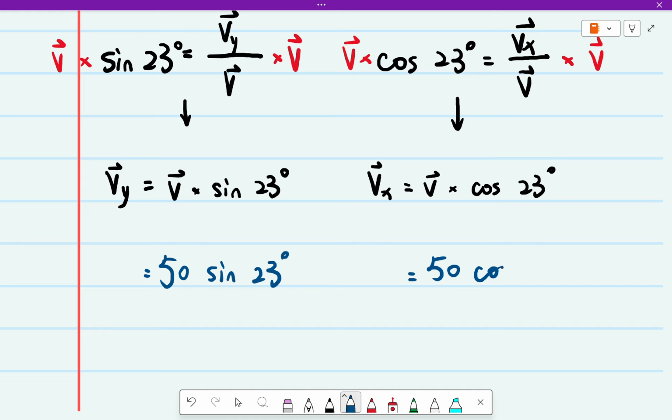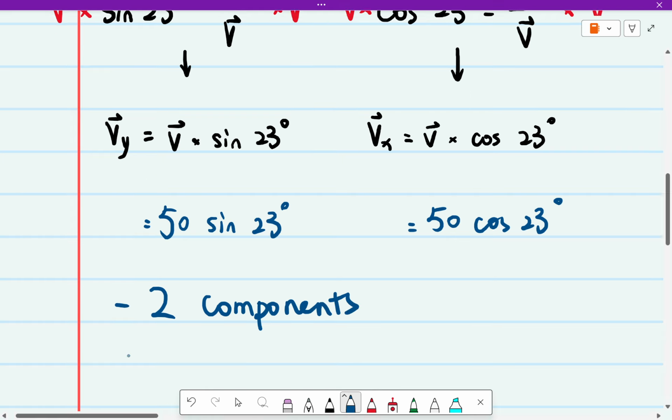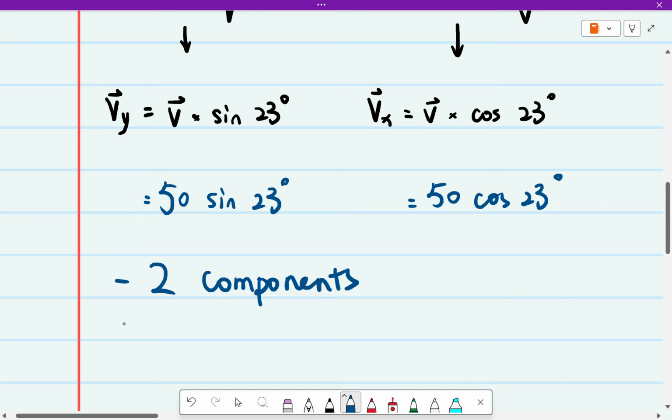And this is how we can calculate the two components, or resolve these two components, of the original vector v. Key takeaway from this video. 1. Every vector in a 2D plane has two components, one horizontal and one vertical. 2. By using primary trig ratios, we can calculate the magnitude of both components.